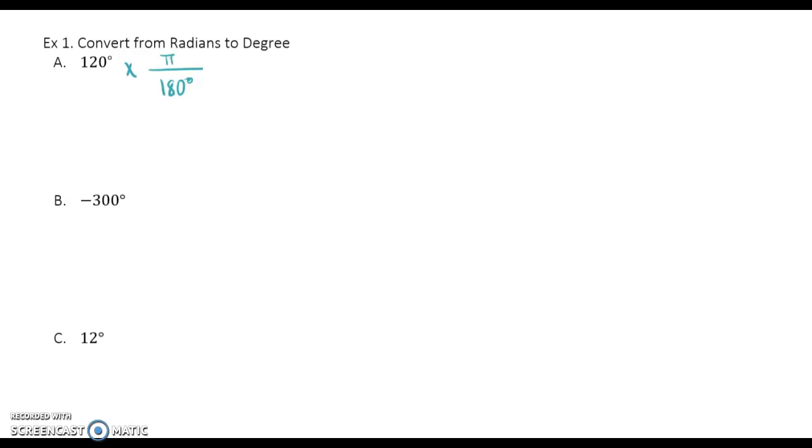So here I could divide both of these by 10, and I'm going to get 12 pi over 18. So I simplified both of these by 10. And then I could divide both of these, 12 and 18, by 2. So that would be 6 pi over 9. And then I realized that I could divide it by 3. So 2 pi over 3.